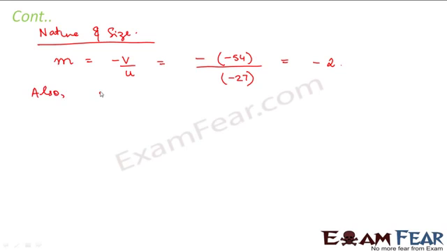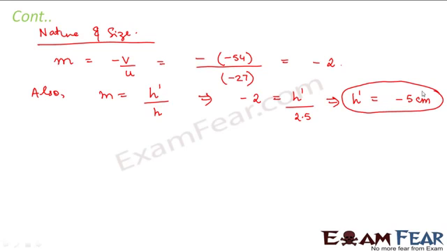Also, we know that magnification can be defined as the height of the image by height of the object. Now, magnification is minus 2. Height of image we do not know, and height of the object is given as 2.5 centimeters. So from this we can say h dash is equal to minus 5 centimeters. So what can we tell about the nature of the image? Since h dash is negative, the image is inverted. Since it is 5 centimeters, it is magnified or enlarged.